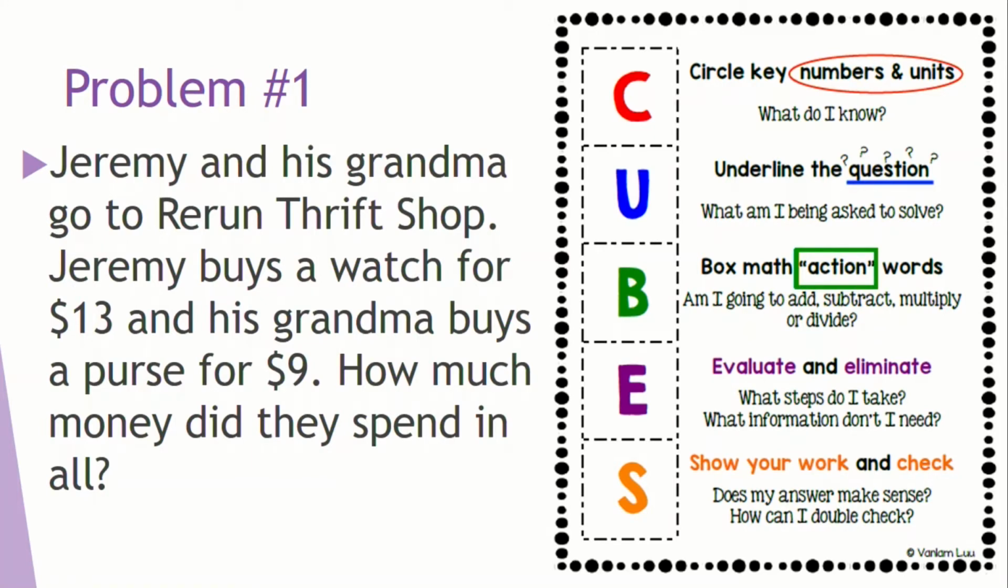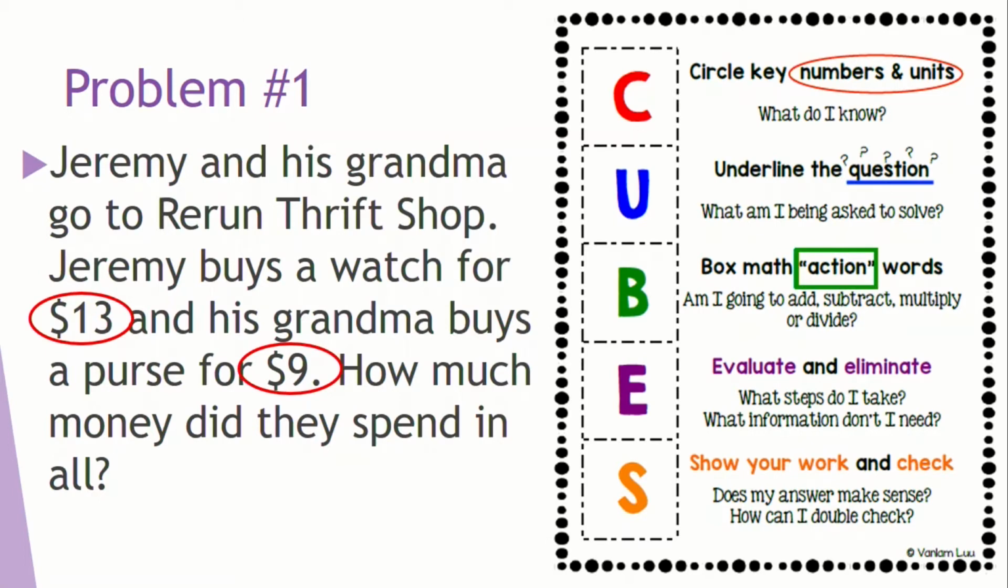Remember, C-U-B-E-S. So we're going to start with the C. Circle the key numbers. I see the number 13. I'm going to circle 13. Do you see any other numbers? That's right, 9. So we have 13 and 9. Those are our important numbers.